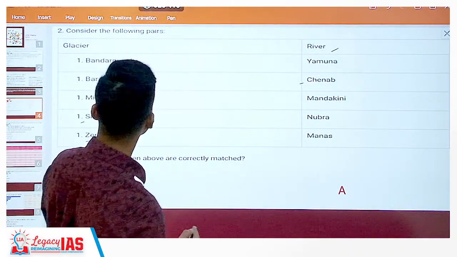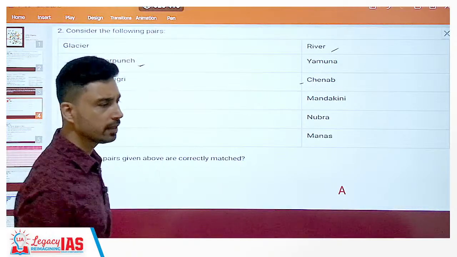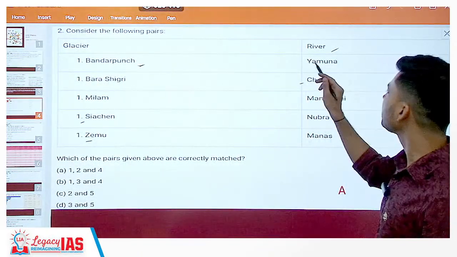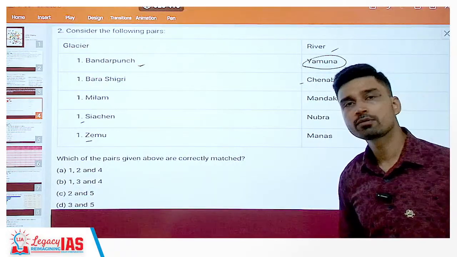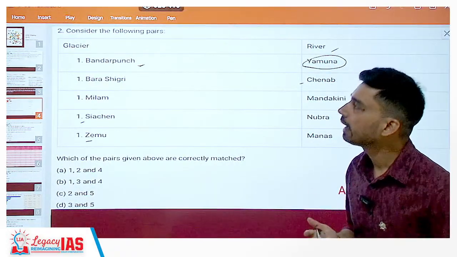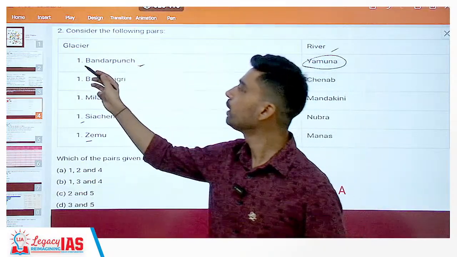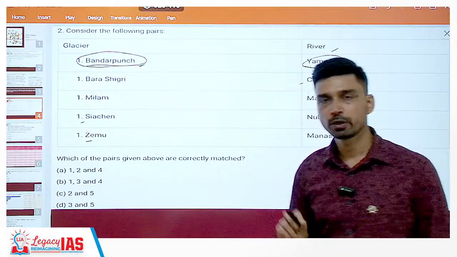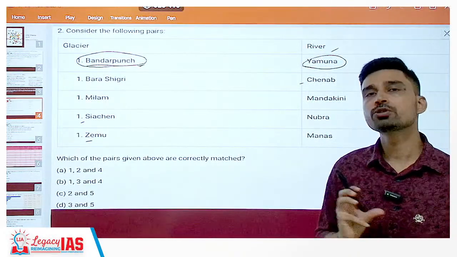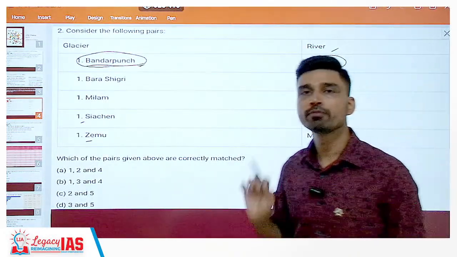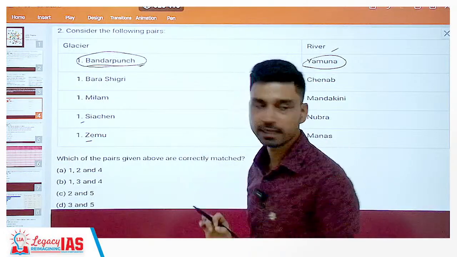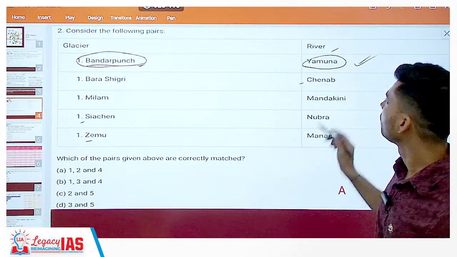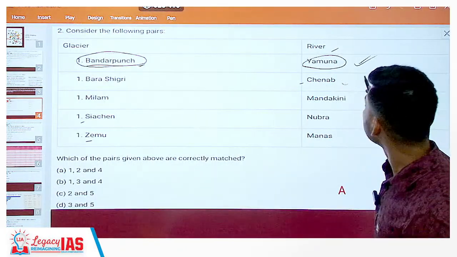Now, here again, if you have read the river systems of India, these questions become very simple to solve, because you know that the Yamuna river indeed originates from the Yamunotri glacier, and in Yamunotri, the place where the Yamuna river actually has its source is called Bandarpunch, because the glacier looks like the tail of a monkey. So, Bandar plus Punch, that is the tail of the monkey. So, that is the correct option. Second, Bara Shigri, that is Chenab, that is also correct.